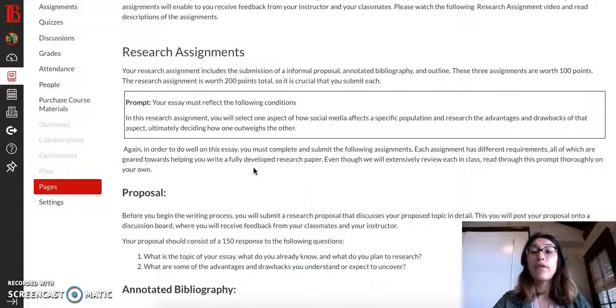So remember that in order for you to do well on this essay assignment, you have to submit a proposal, an annotated bibliography, and an outline. Each of these has its own requirements, and I will be discussing these requirements as the weeks progress. This week, you will be in charge of developing your proposal. And your proposal will essentially be on what you're going to write about.